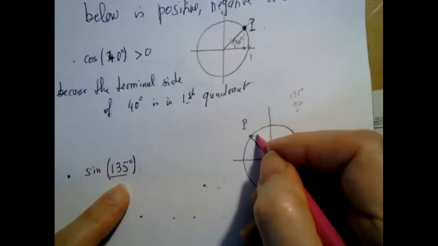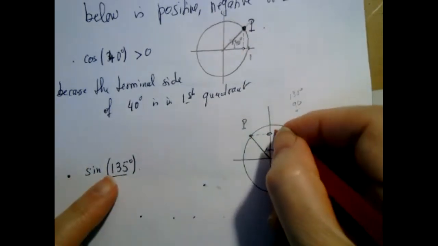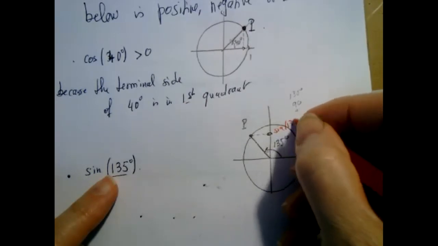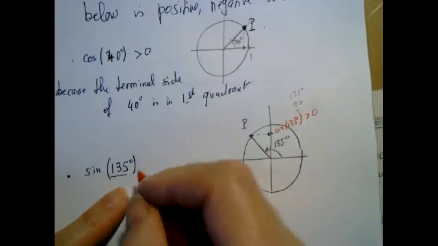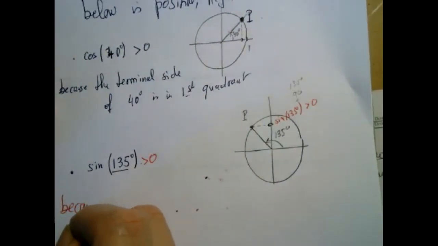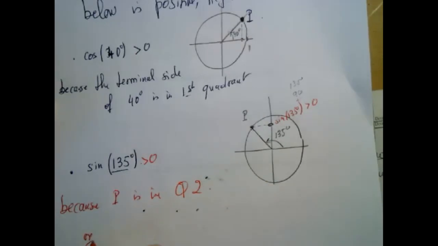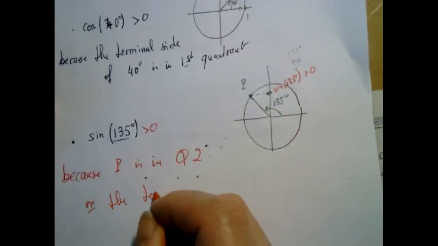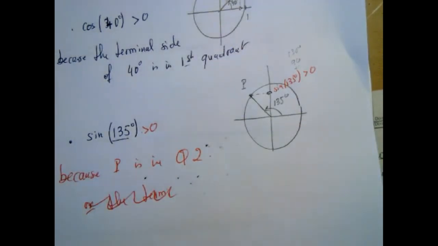And what's the sine? The sine is the y coordinate. That's the sine. Whatever this number is, which we don't know, you will know very soon, that's definitely a positive number. So this is positive because the point P is in quadrant 2, or you can say the terminal side is in the second quadrant. Actually, let's stick to that because the point P is in quadrant 2. So the y coordinate is positive. Okay.